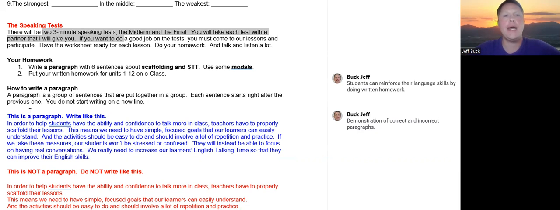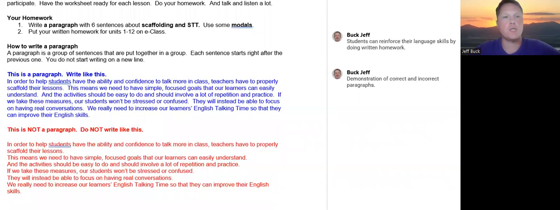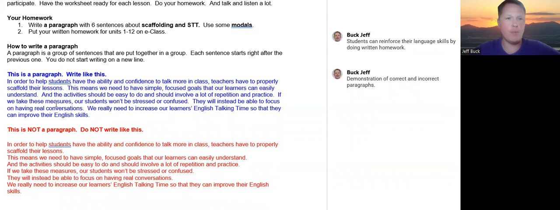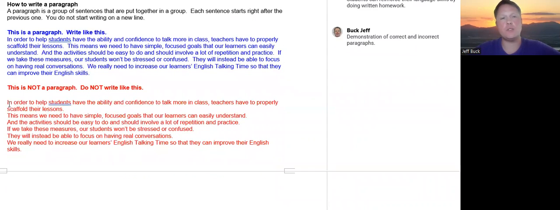And to reinforce the topic and grammar, they have to write a paragraph for homework about the topic using the grammar. And for some reason, my Korean students tend to write lists of sentences, not paragraphs. So that's another reason to have them do this writing.